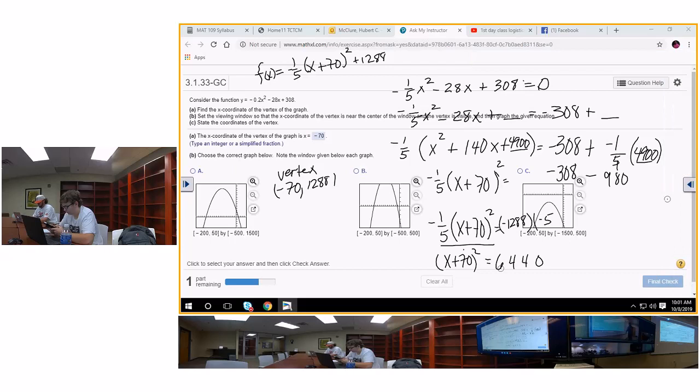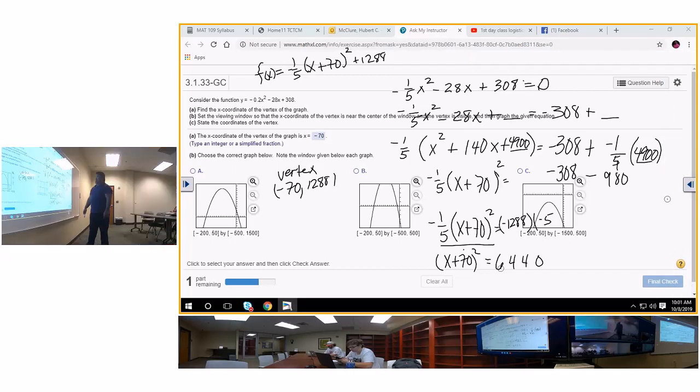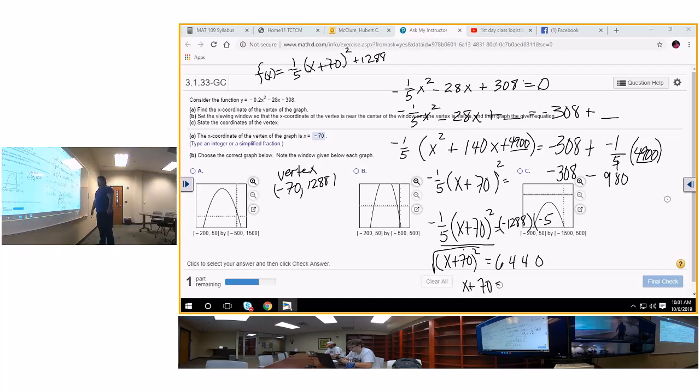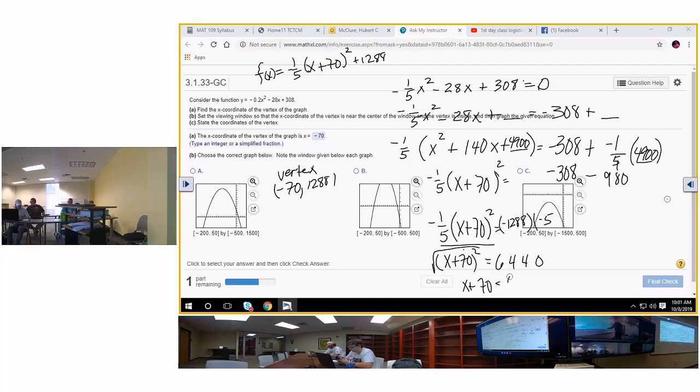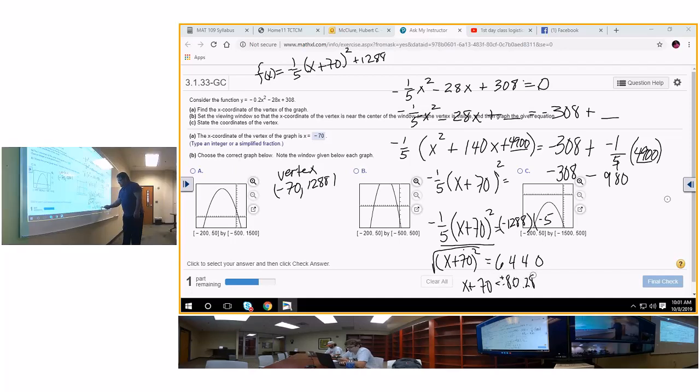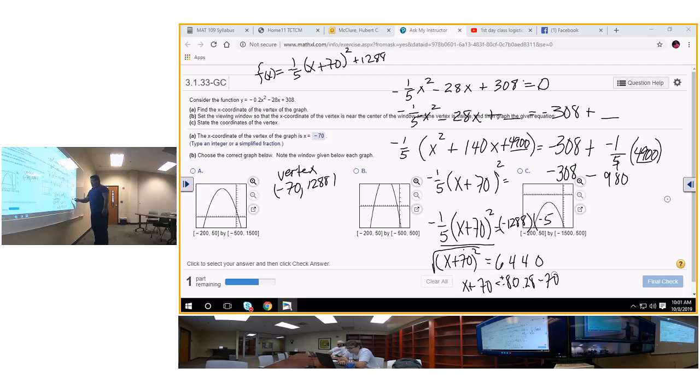All right, now take the square root of both sides. Just give me a decimal. I have no idea. I'm not Rain Man. What's the square root of 6440? 80.25. So 80.25 minus 70 is going to be 10.25. And then -80.25 minus 70 is -150.25. Check.